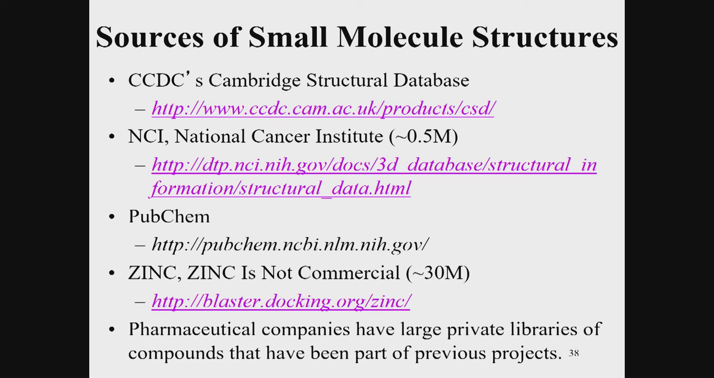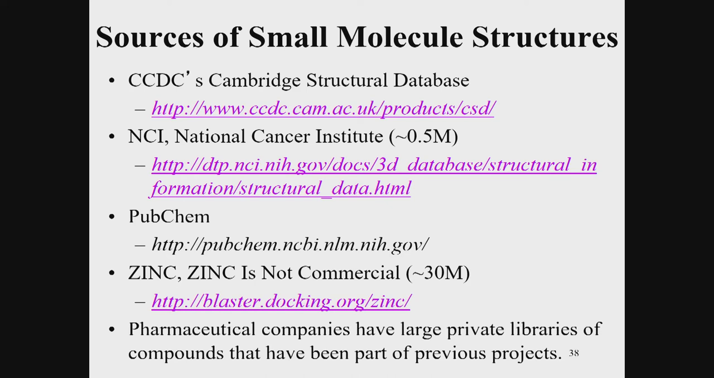But perhaps most importantly for a lot of people, the pharmaceutical companies have large private libraries of compounds that have been part of previous projects. When they are doing a cancer study and the compound doesn't work, they don't throw it away, they keep it, because you never know what it could be useful for later. And so those are the crown jewels of every drug company. When one drug company buys another drug company, one of the things they're after is their library of compounds.